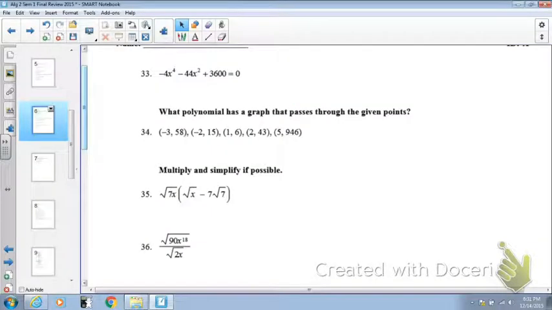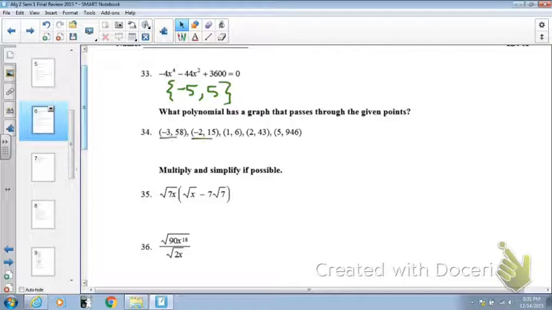On number 33, you're also going to find the zeros. You should have 4 solutions altogether, but not necessarily that many zeros. When you graph it, you're going to end up having real solutions at -5 and 5, and then the remainder would be imaginary.